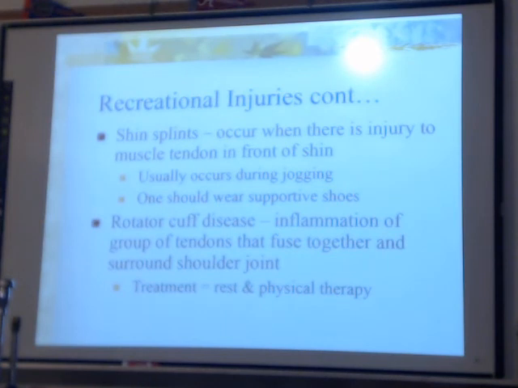Shin splints. Shin splints occur when there's injury to the muscle tendon in the front of the shin. It usually occurs especially for someone who is new to running or jogging, or they change the environment that they jog in or run in. Maybe they're used to jogging on an indoor padded track and they decide to go run on the paved road, then it can cause that.